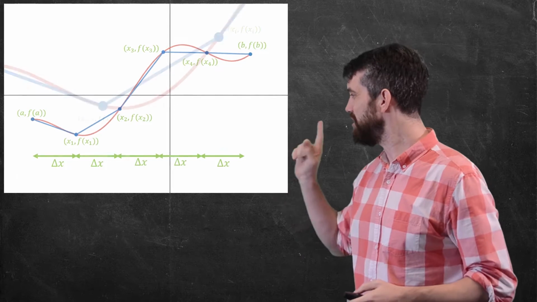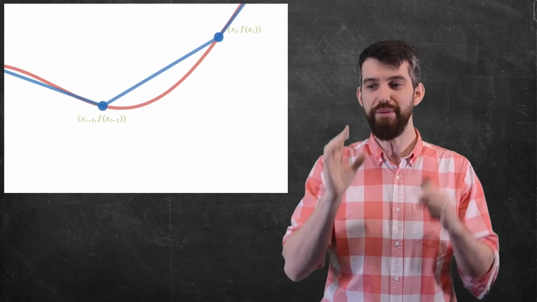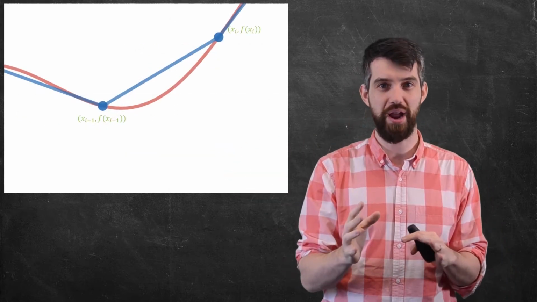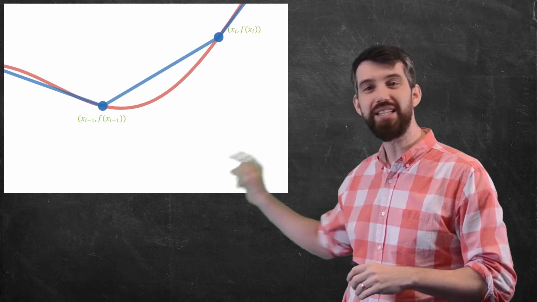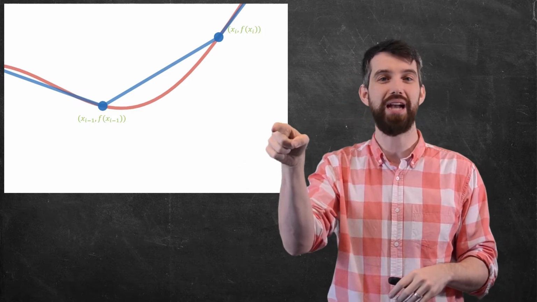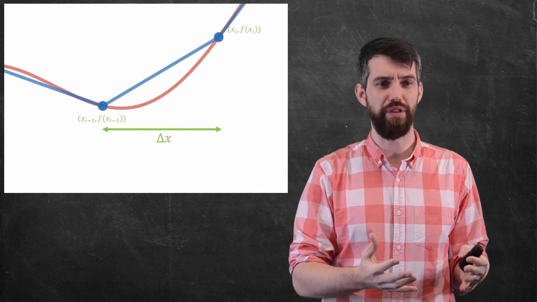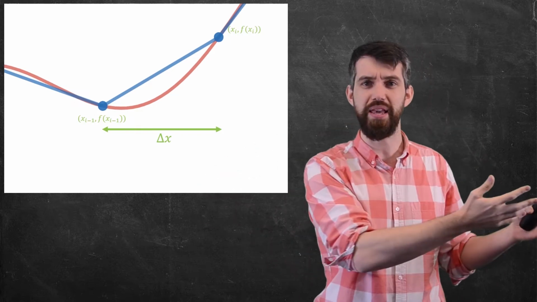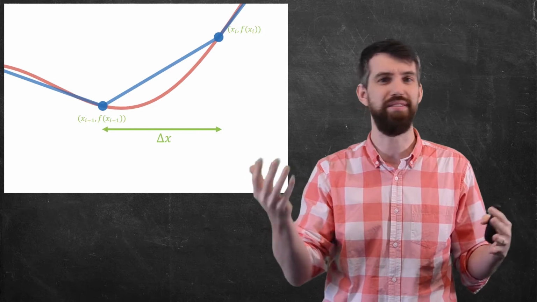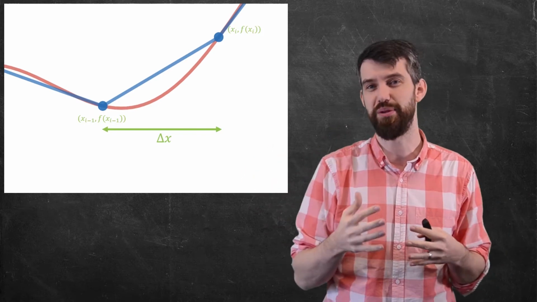Actually, let me zoom in on this picture here. I'm just going to zoom in on one particular pair of them, generically an x sub i minus 1 going to an xi. The delta x is going to be the same for all of them. If I start at a and go to b, then it's b minus a divided by n, if I have n subdivisions.